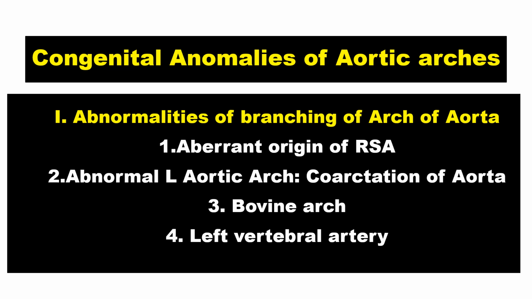Congenital anomalies of aortic arch arteries will be discussed under a number of subdivisions. Coming to the first part: abnormalities of branching of arch of aorta, aberrant origin of right subclavian artery, abnormal left aortic arch artery, that is the coarctation of the artery, bovine arch and left vertebral arteries. These are the common types of anomalies. There are numerous anomalies, but we'll be discussing the most common types.